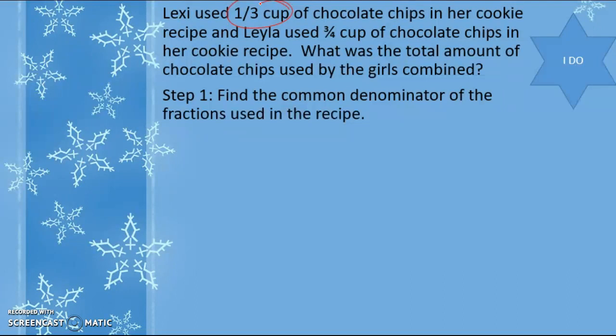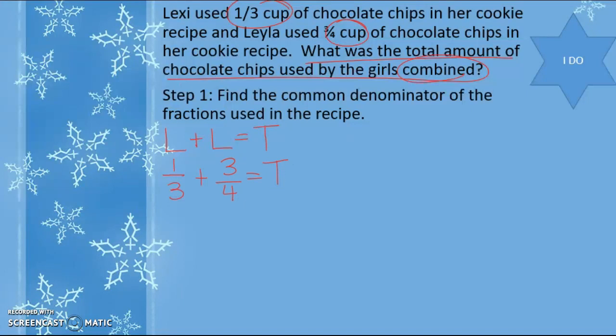And Layla used 3/4 cup of chocolate chips in her cookie recipe. What was the total amount of chocolate chips used by the girls combined? Now, when I see the word combined, I know it means I'm adding what Lexi used to what Layla used, and that should give me the total. So my equation is 1/3 plus 3/4 will equal my unknown amount, which is the total.